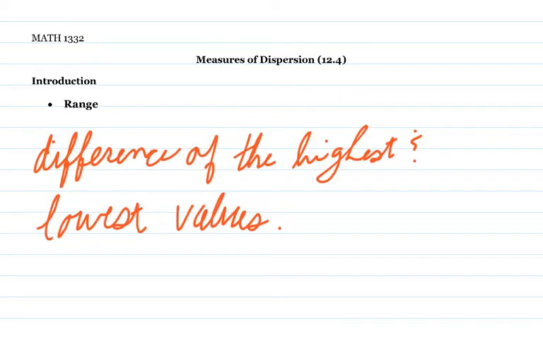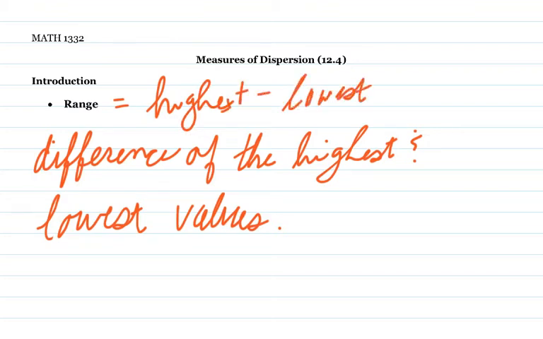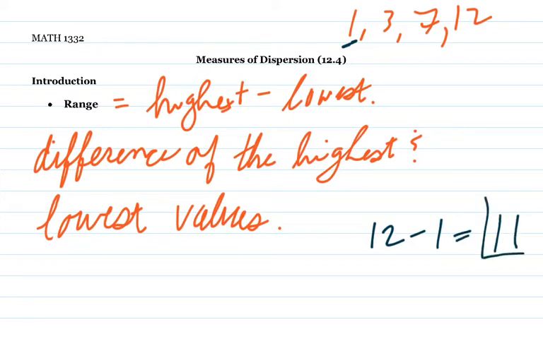The range is the difference of the dataset's highest and lowest values. It tells us the total spread of the data. And the way we find the range is we take the highest value and you subtract the lowest value. So if I had the set 1, 3, 7, 12, and just those four values, the range would be the highest number, 12, minus the lowest number, which is 1, and so my range is 11.